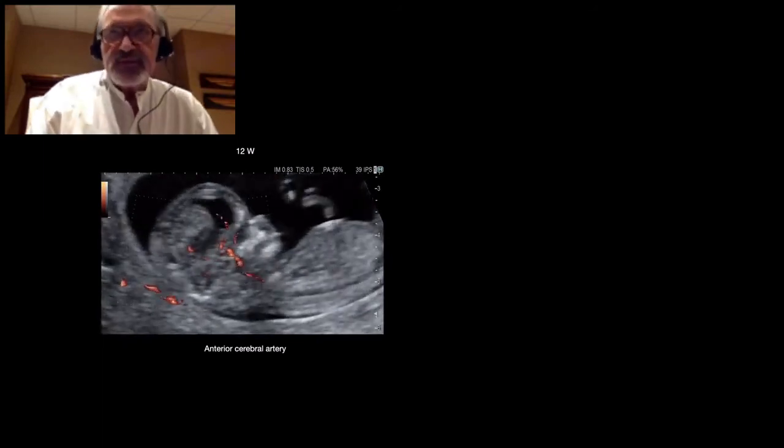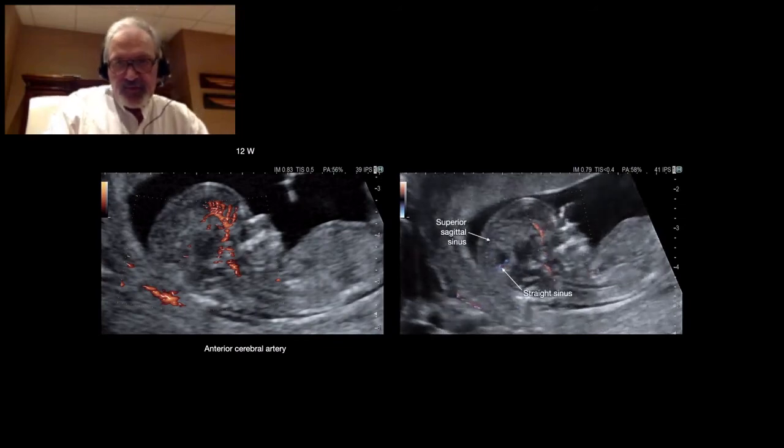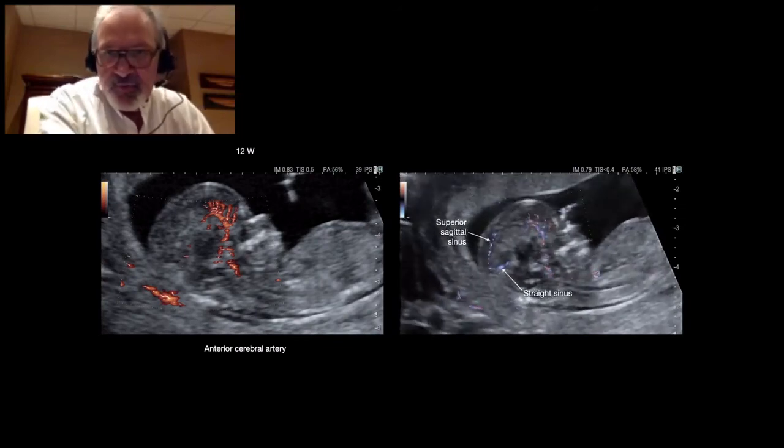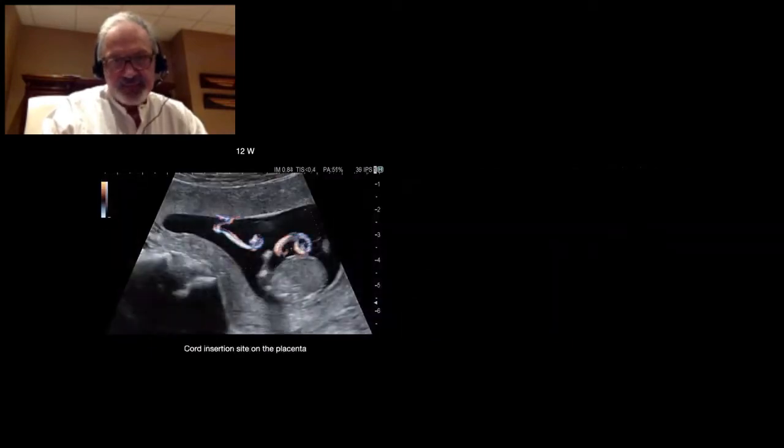Under normal conditions, the information is more accurate, like you can see here, anterior cerebral artery and its front branches. Here you have the cerebral artery, but we have also this information, the superior sagittal sinus and the straight sinus. These are very, very tiny vessels with very low flow, and we can see them.